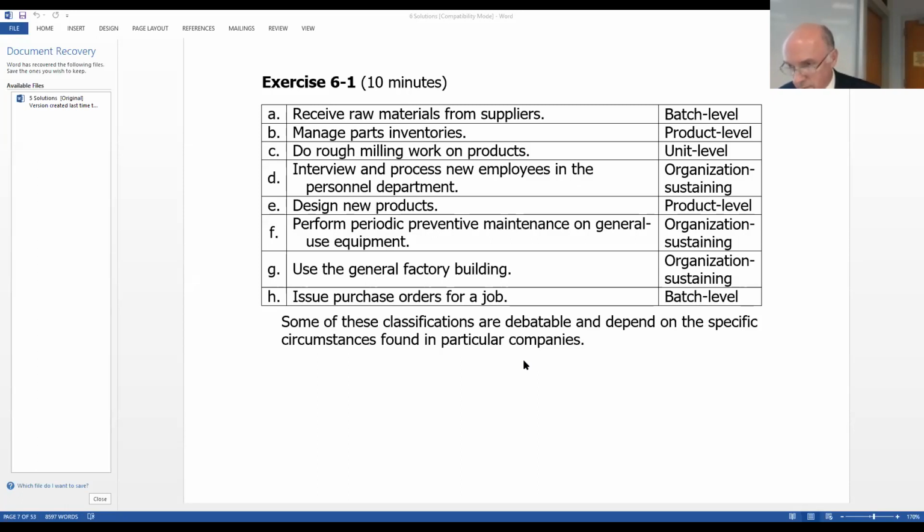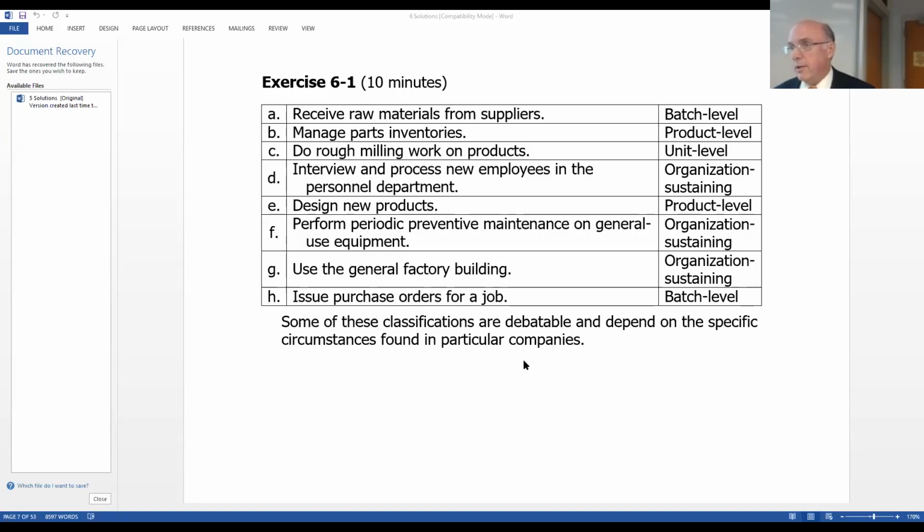What is milling anyway? Do rough milling, M-I-L-L-I-N-G, for part C. It says do rough milling work on products. What do they usually mean by milling? I mean, it could be for grain and wheat, but that's not what we're talking about here. That's a different kind of mill, right? Well, in the steel industry, when you have these rolls of steel, and they don't come out perfect, they have sharp little edges sometimes. There are machines you can use to grind down the sharp edges so nobody gets cut. That would be one example of milling.